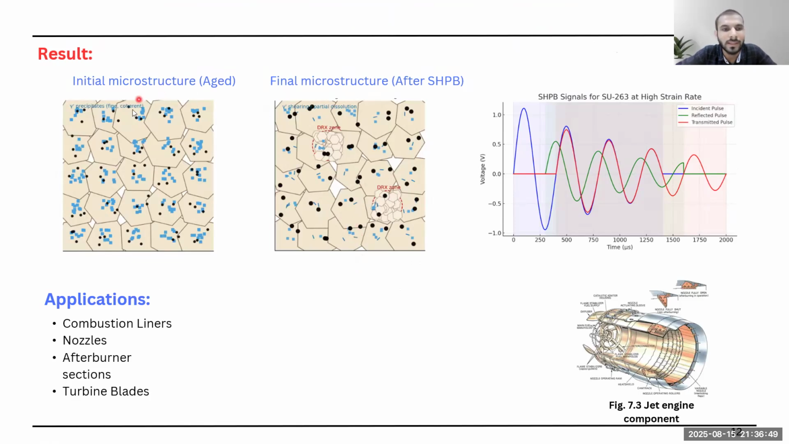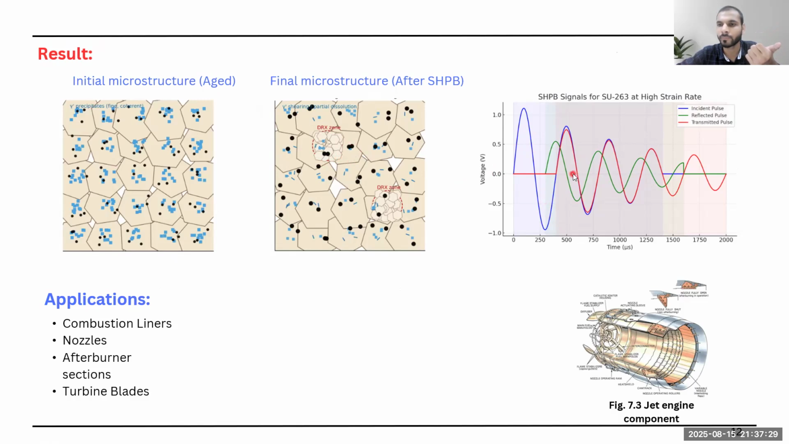Now, this is the pictorial representation of SO263 during SHPB testing. In the initial microstructure of this alloy in aged condition, you can clearly observe that these gamma precipitates are uniformly distributed within the matrix. And after SHPB, you can observe that these gamma precipitates are partially dissolved within the matrix, and dynamic recrystallization forms along the grain boundaries.